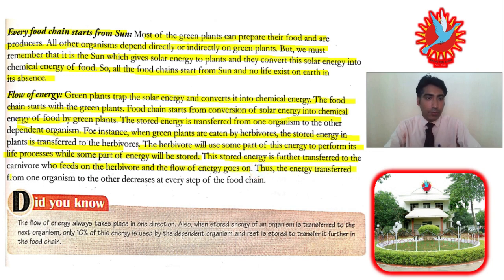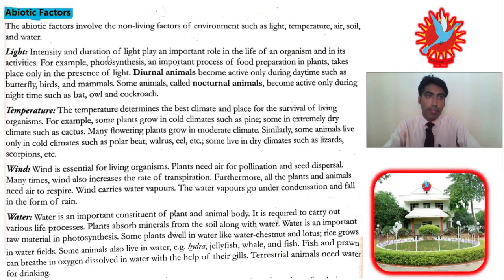Thus, the energy transferred from one organism to the next decreases at every step of the food chain. Only 10% is transferred, and 90% of the energy is lost. The flow of energy always takes place in one direction. Also, when the stored energy of an organism is transferred to the next organism, only 10% of the energy is used by the dependent organism, and the rest is stored to transfer further in the food chain. Next, abiotic factors.